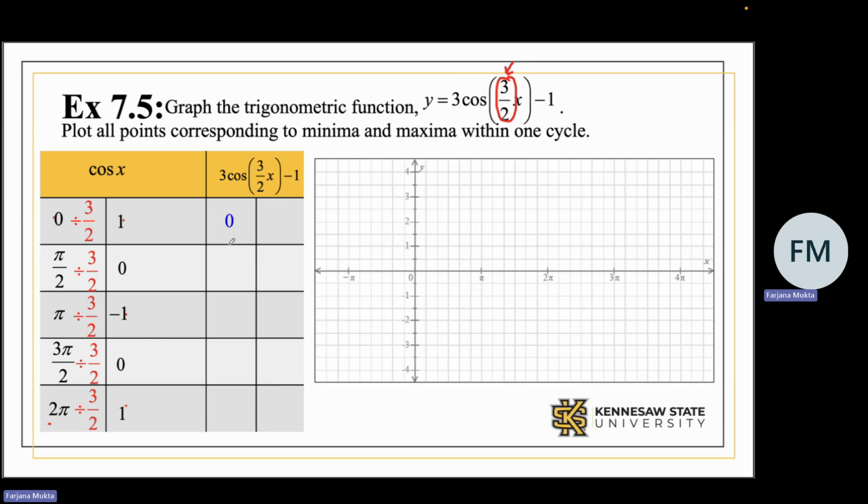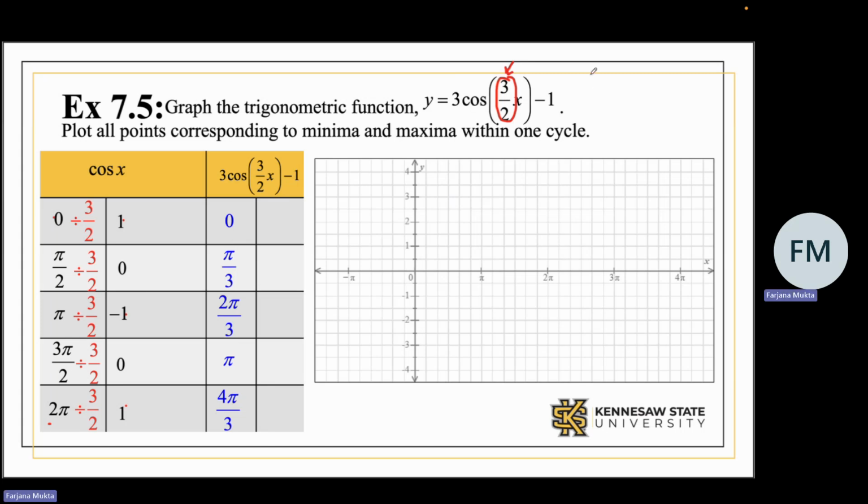All right, and so now let's simplify them. Dividing 0 by 3 over 2 is 0. Dividing pi over 2 by 3 over 2 is pi over 3. So we get 0, pi over 3, 2 pi over 3, pi, and 4 pi over 3.